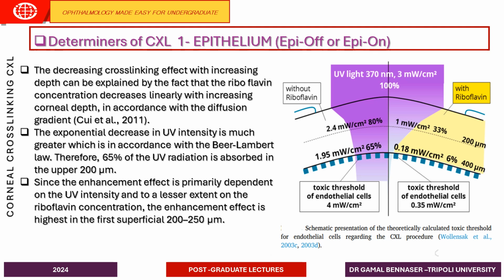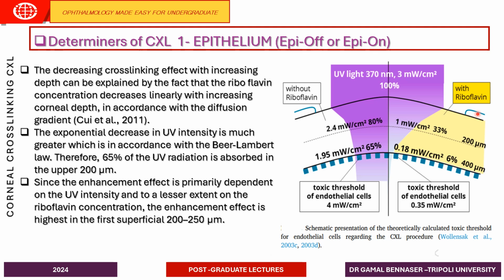Now this diagram represents what I have said before: in the absence of riboflavin and the presence of a normal epithelium, the ultraviolet can reach up to the endothelium, but we lose 65% of the ultraviolet energy by 400 micrometers, and only 1.9 milliwatt arrives at the endothelium. This is much below the toxic threshold level for the endothelium, which is around 4 milliwatt per square centimeter.